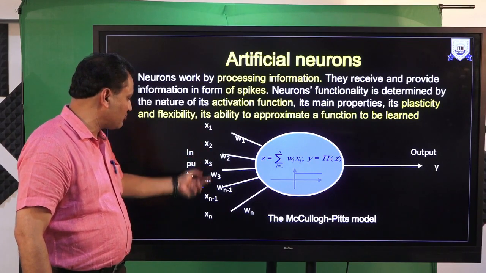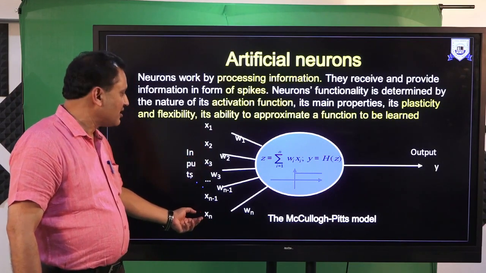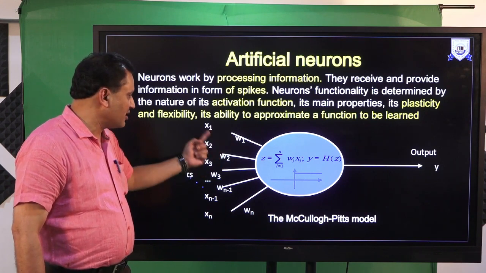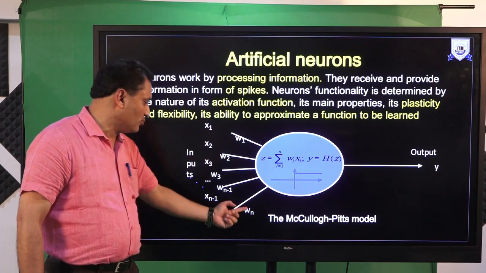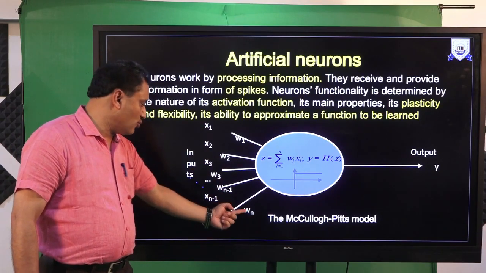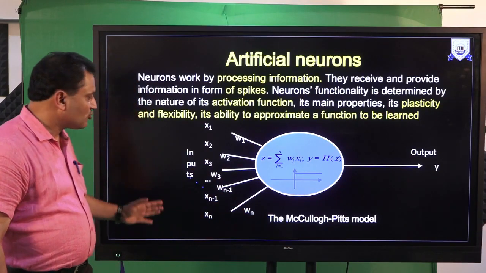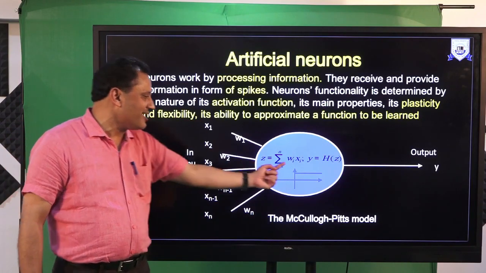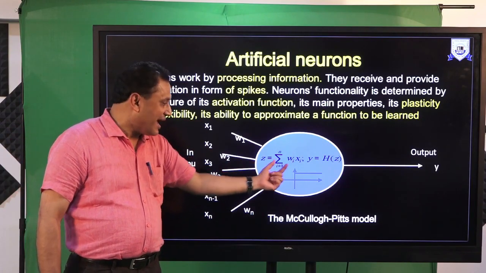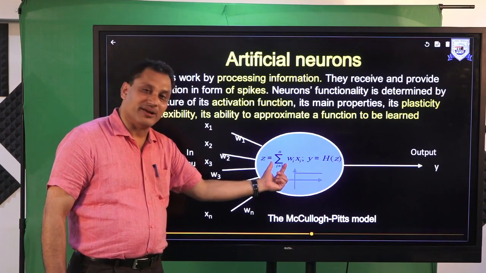X1, X2, X3 up to Xn are the signal parameters. W1 is the weight of signal X1, W2 is the weight of X2, and Wn is the weight of Xn. So now these signals will be multiplied by their weights, and they will be summed over here.